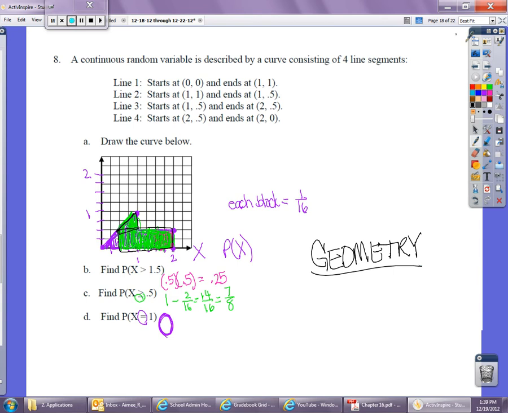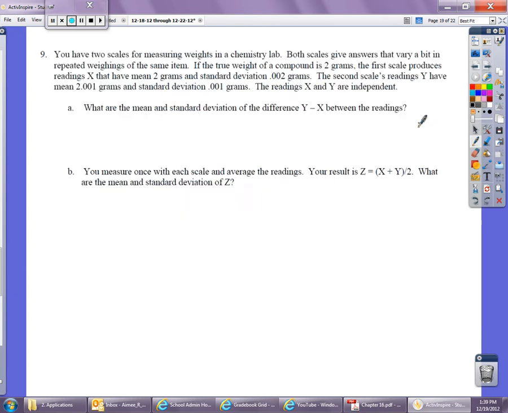Alright, number 9. This is where you have to know all of those rules that were on the first page of your review sheet. So this one, the difference of y and x for the mean and standard deviation. For mean, you should know that the mean of y minus x is equal to the mean of y minus the mean of x. So you literally just take their means.